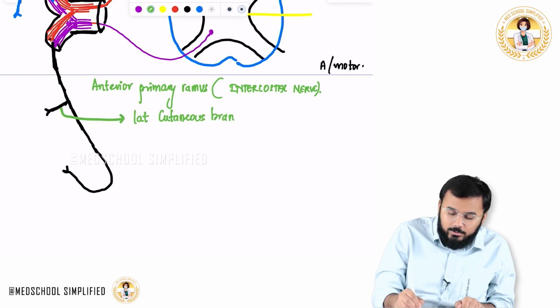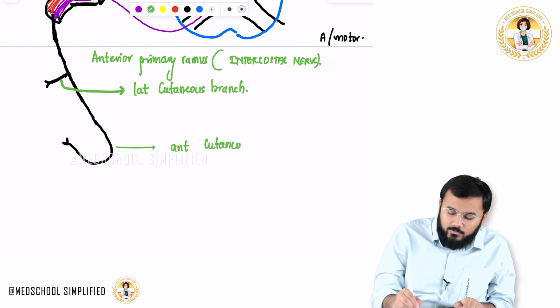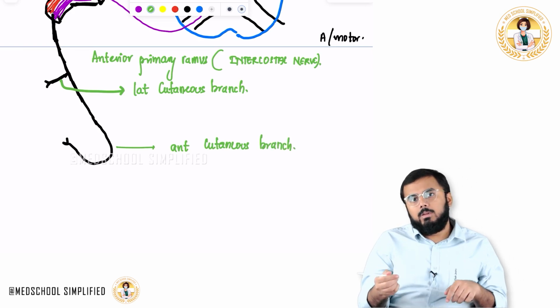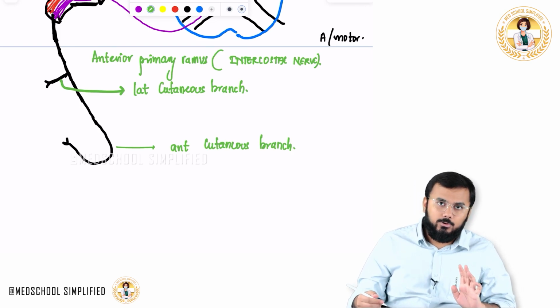So when there is lateral cutaneous, there should also be anterior cutaneous. So this is called as anterior cutaneous branch. So if I ask you, what is the course of this anterior primary ramus? It is dividing into two branches, lateral cutaneous as well as anterior cutaneous branch.